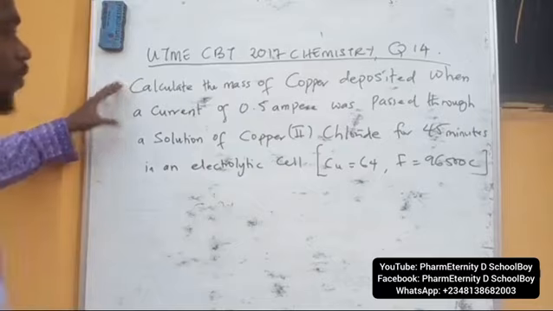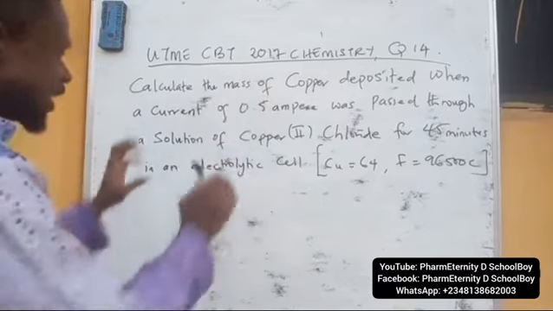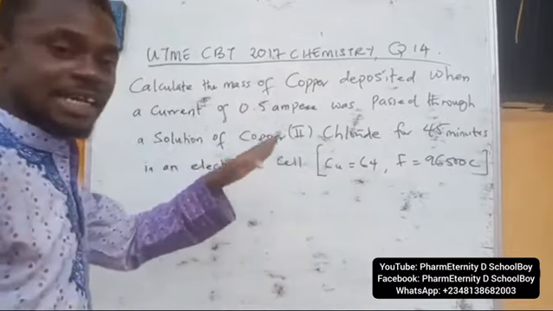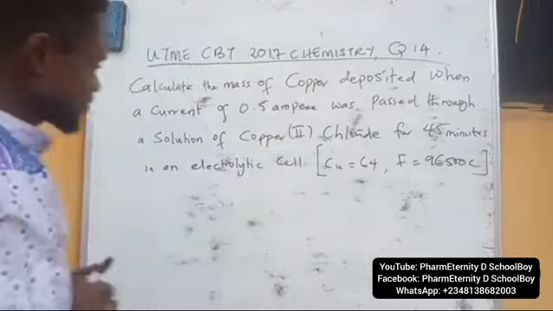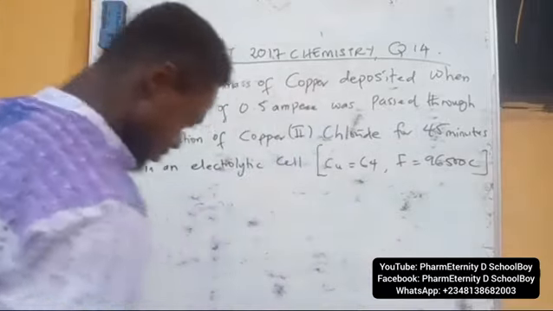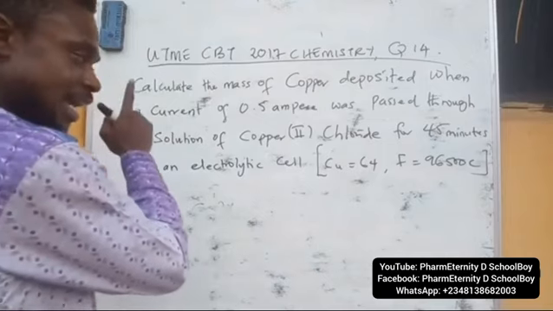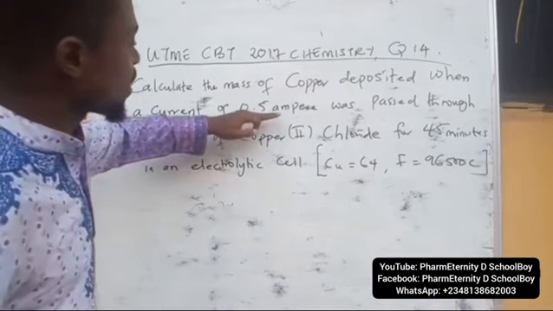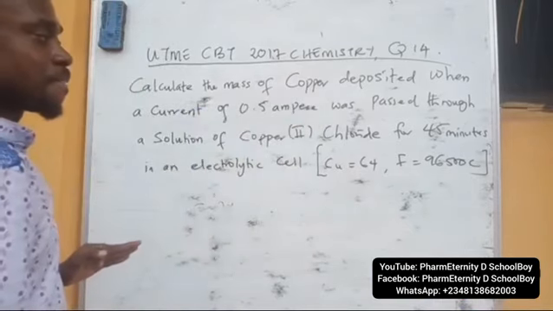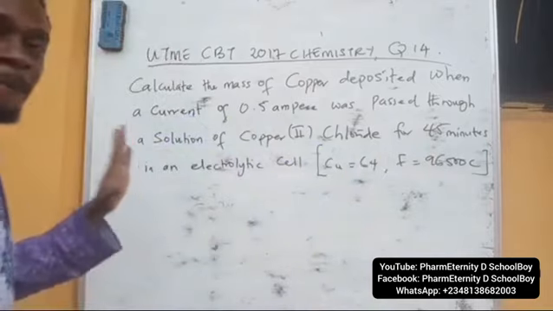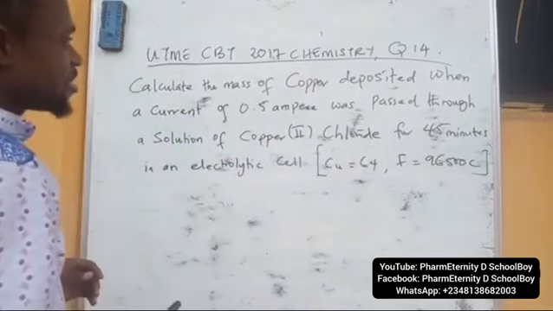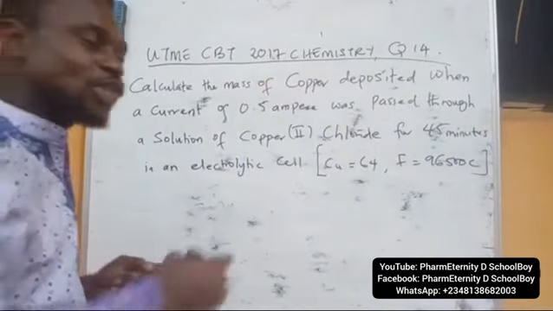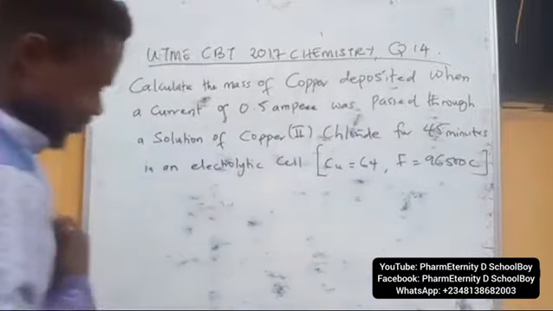Now, there is an electrolytic cell containing copper(II) chloride as the electrolyte, and we have the anode and the cathode. The electricity passed through it is a current of 0.5 ampere for 45 minutes. Copper will be deposited at the cathode, but they want to know the mass of that copper that will be deposited at the cathode.